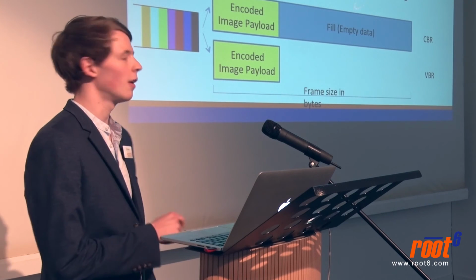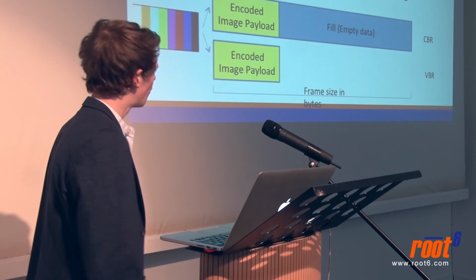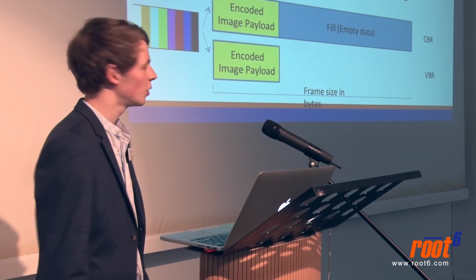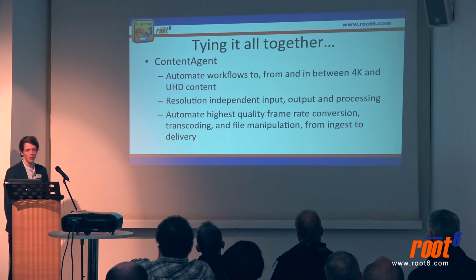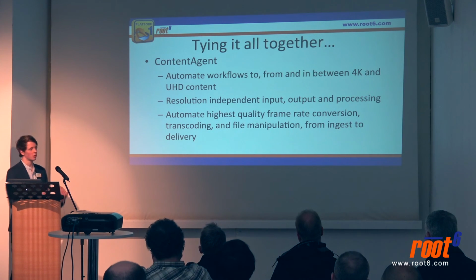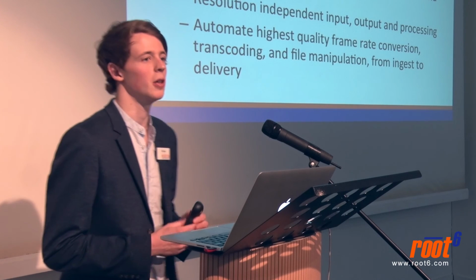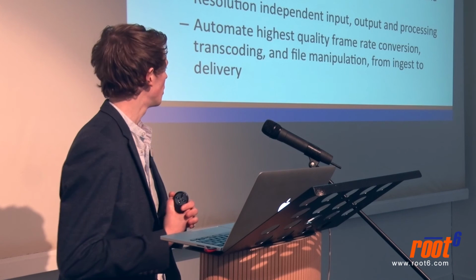So those are sort of the headlines about what you get with DNxHR and why it's good news for everyone in post, particularly in an Avid environment. But how do we tie it all together? So, and I will go through this quite quickly as we've already talked about the implications, but with Content Agent we try and allow you a resolution agnostic way to automate workflows to, from, and in between 4K and UHD content. So all you need to be concerned with is what you're getting on output.